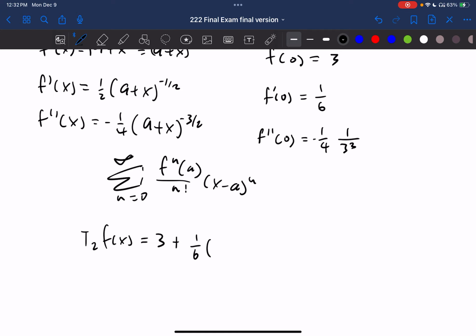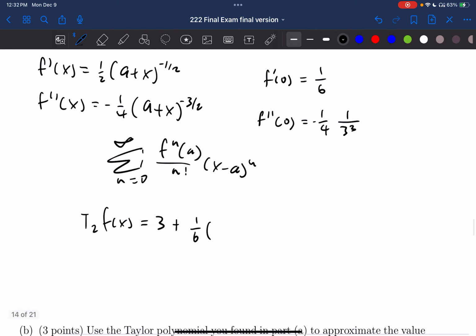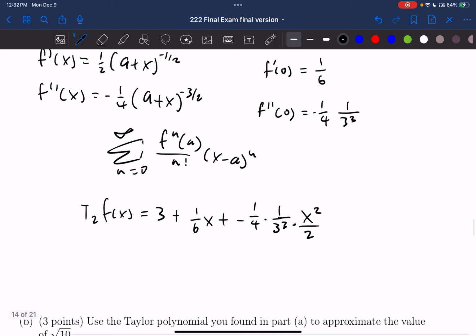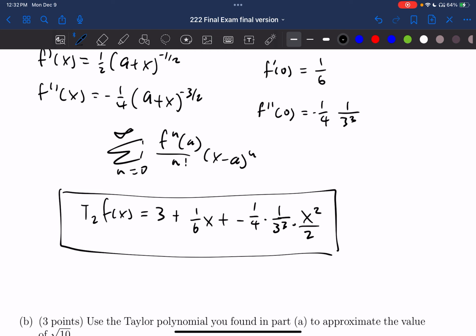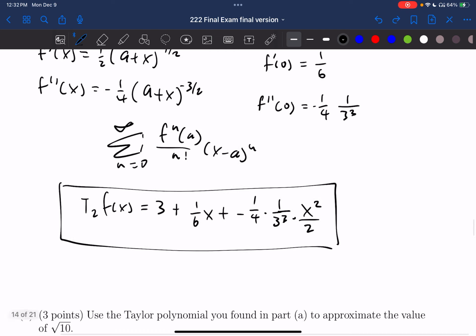And then x minus a. A is 0, so it's just going to be x times x, plus negative 1/4 times a 1/3 to the 3rd power. And then it'll be x minus a. A is 0, so it's just x squared divided by 2 factorial, which is going to be 2. So this is the 2nd degree Taylor polynomial, so 2nd degree.